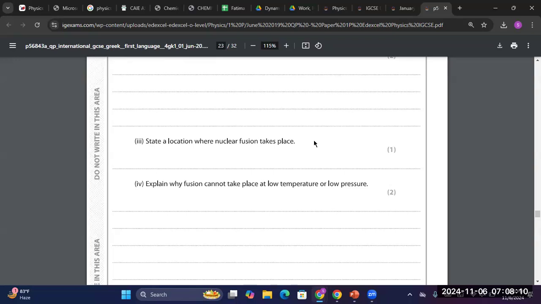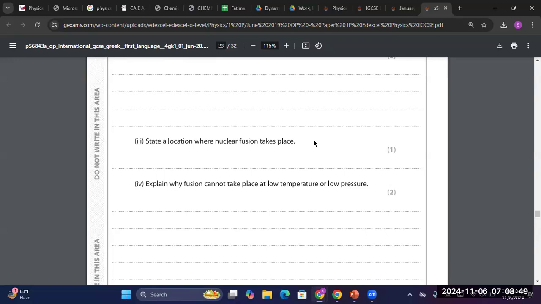Nuclear fusion takes place in our stars. Okay? Nuclear fusion takes place at our sun, at any star in our solar system, in our galaxy, in our entire universe. That is where nuclear fusion happens. Nuclear fission we can do in our nuclear power plants. That's where we do nuclear fission. But we cannot do controlled nuclear fusion. We can't do stable nuclear fusion here on our planet. Nuclear fusion happens where? It happens on the stars. It happens in our sun. Our sun is a star.